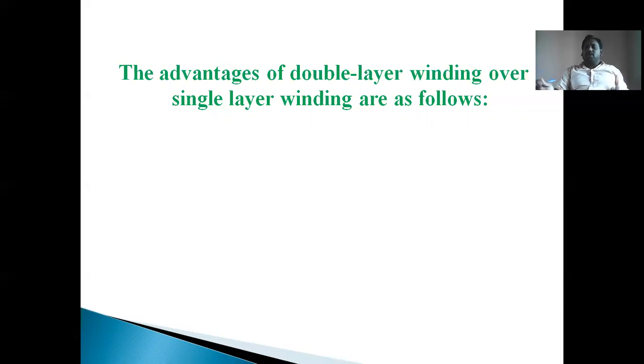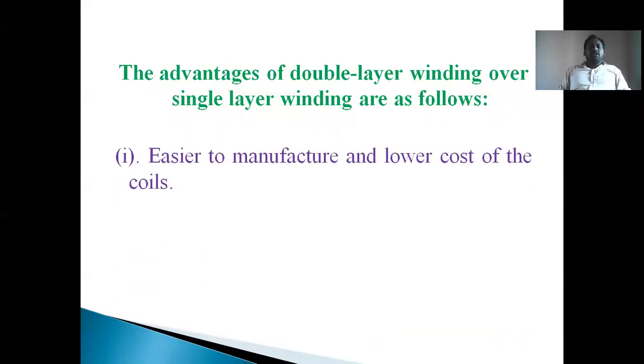Number of slots reduced means the circumference of the armature circuit can also reduce. When circumference can be reduced, the area can be reduced. That means the machine size can be decreased. At the same time, cost can also decrease. At the same time, inertia can also reduce. So that is the advantage of double layer winding. That's why it is easier to manufacture and lower cost of the coils.